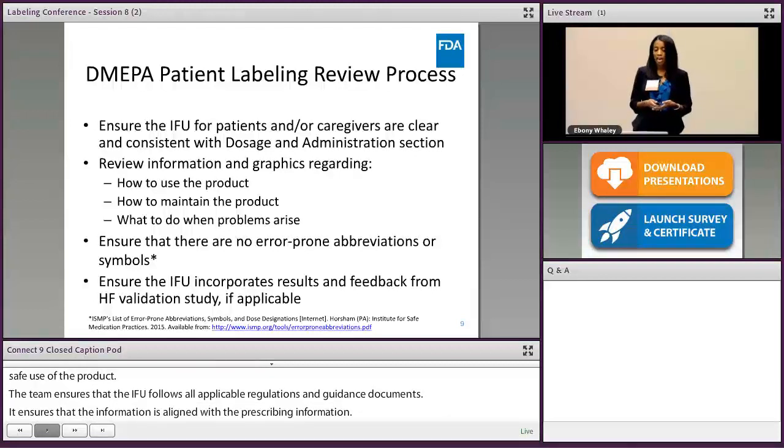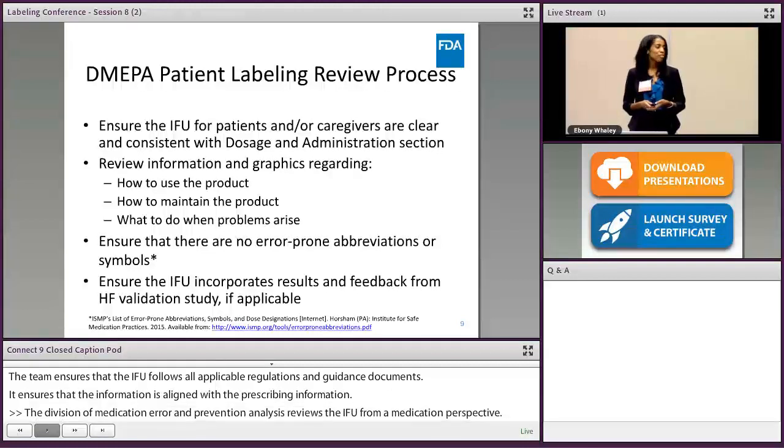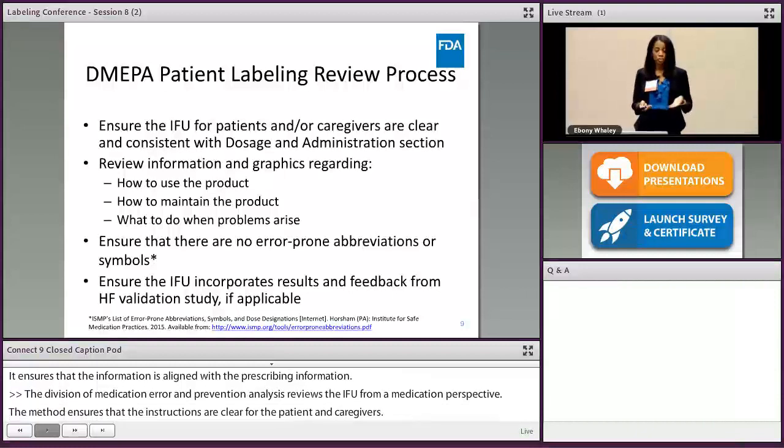The Division of Medication Error Prevention and Analysis, DMEPA, also reviews the IFU from a medication error perspective. And in this review of the IFU, DMEPA ensures that the instructions are clear for the patients and caregivers. DMEPA reviews the information and graphics regarding how to use the product to ensure that the information is clear, it's consistent, and it's presented in a logical order.